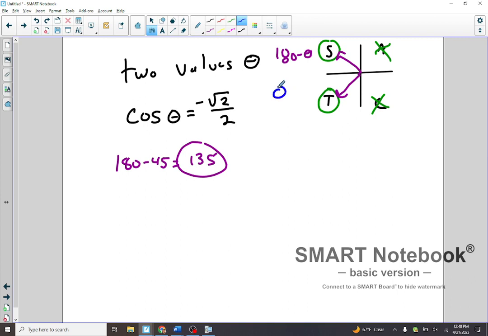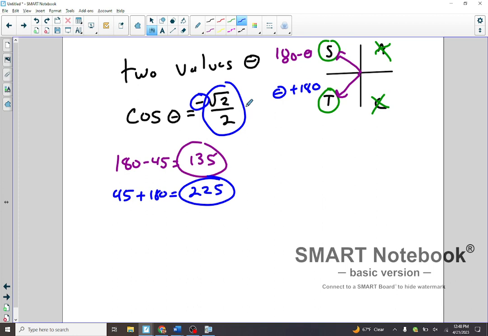And for this one, it's theta plus 180. I know theta is 45, so 45 plus 180 equals 225. That applies to 30s, 60s, or 45s, so you can do the same thing. You have to take into account whether it's positive or negative, and then take into account the fraction separately. There were two separate parts to that.